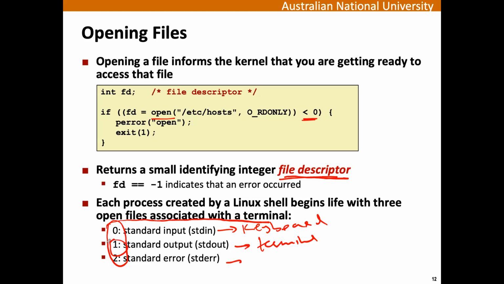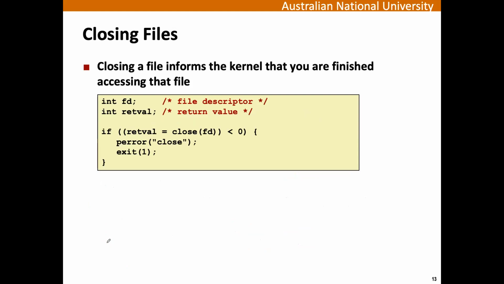So when the process opens more files, it obtains from the kernel a descriptor 3, 4, 5, 6, 7, right? And then you can use the integer variable to do a number of things with the file. Once you are done using the file, you have to close the file, and you need to provide the descriptor that was returned to you when you opened the file. Okay.